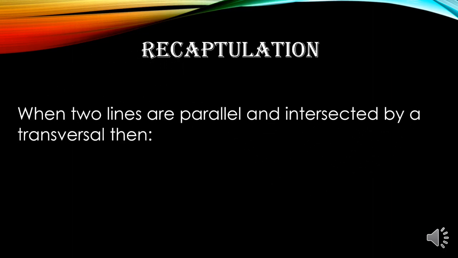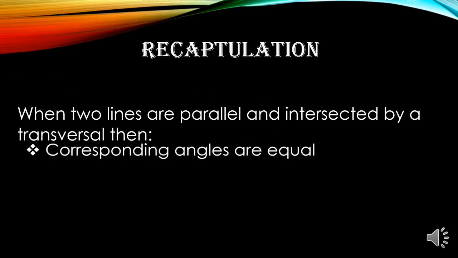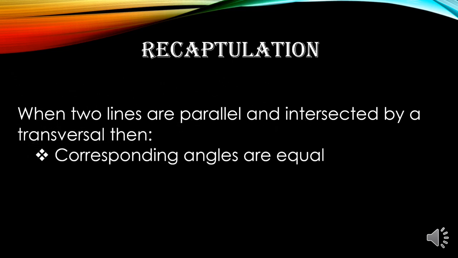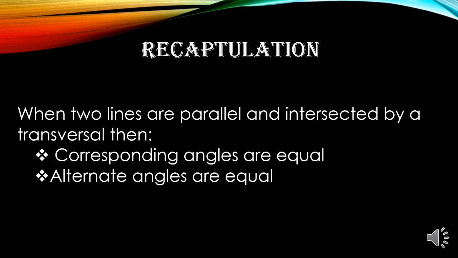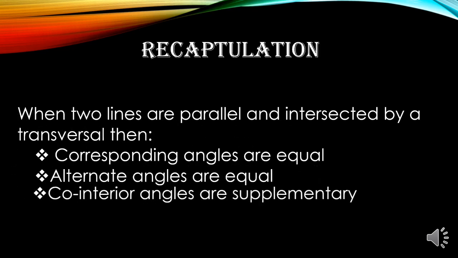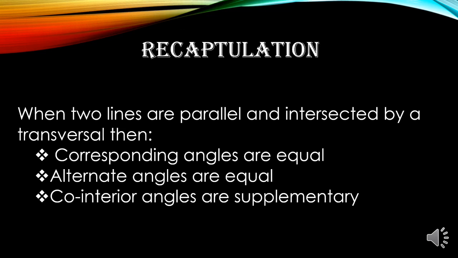When two lines are parallel and intersected by a transversal, then the corresponding angles are equal, the alternate angles are equal, and the co-interior angles are supplementary.